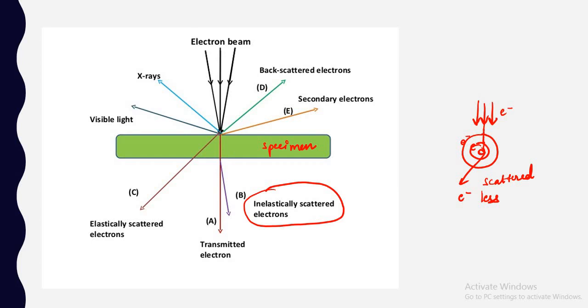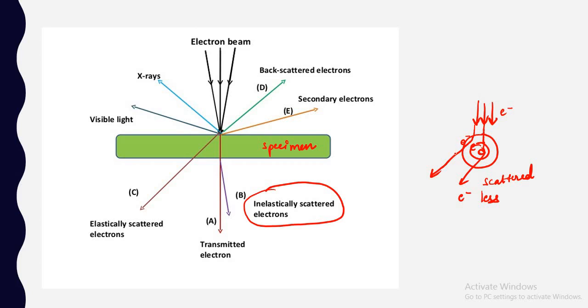Now the second type of scattering is where this beam of electrons passes through the electrons which are revolving around this orbit. In this case, this electron will transfer some of its energy to this electron.